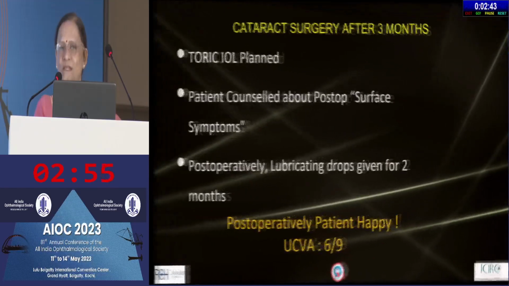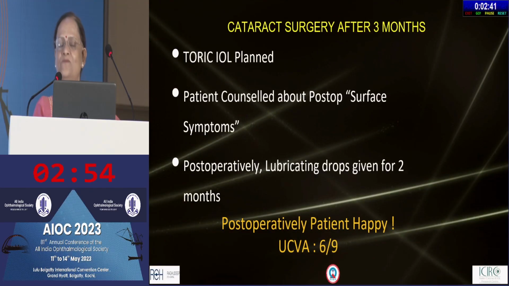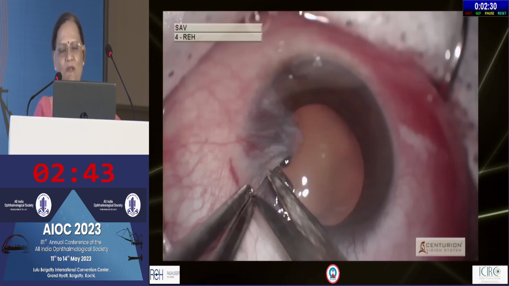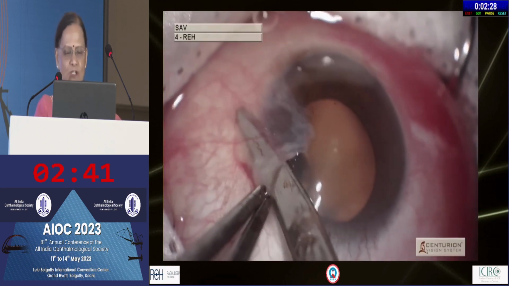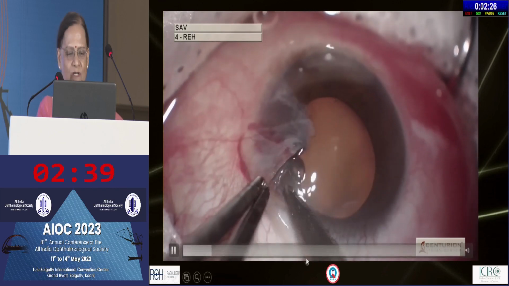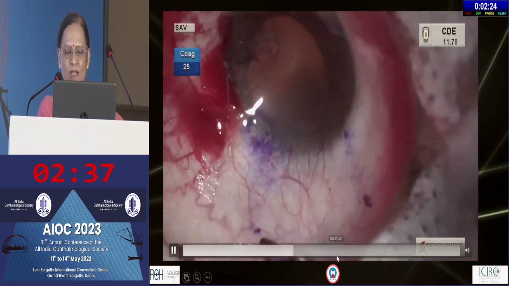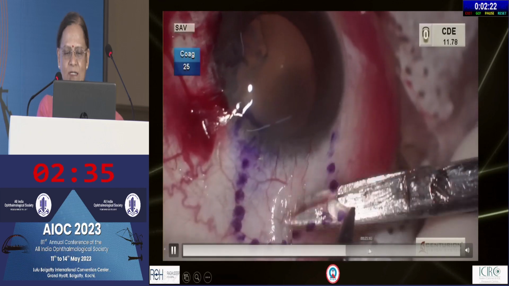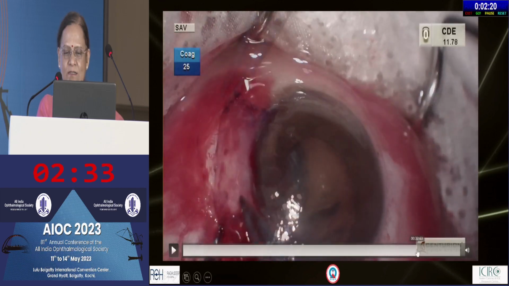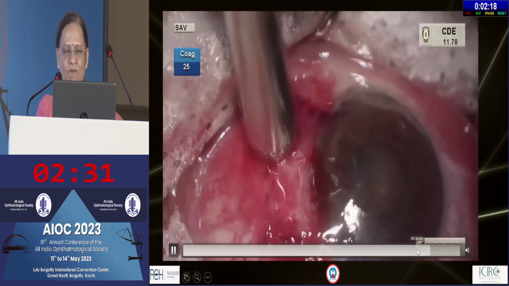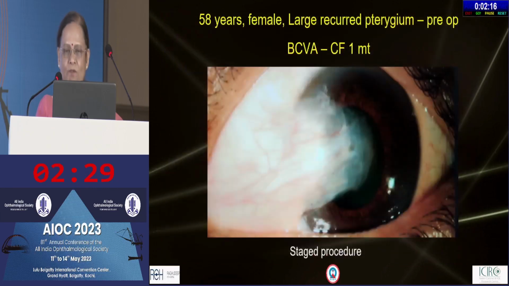We waited after the pterygium surgery for 3 months, did a toric IOL, and the patient was counseled about post-op surface symptoms, lubricating drops given for a long time, and unaided 6/9, a very happy patient. And this is just to show the surgery of the conjunctival autograft. I'll skip this, since this is the autograft we use with the tissue glue, and I'll go to the next one.